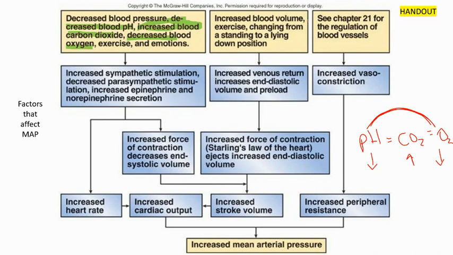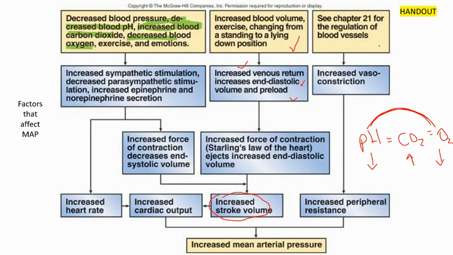Okay, now let's take a look at this box right here. Increased blood volume, exercise, changing from a standing to lying down position is going to increase venous return. That's going to increase end diastolic volume, and that's going to increase preload. All that will end up increasing stroke volume. We'll talk about Starling's law later.